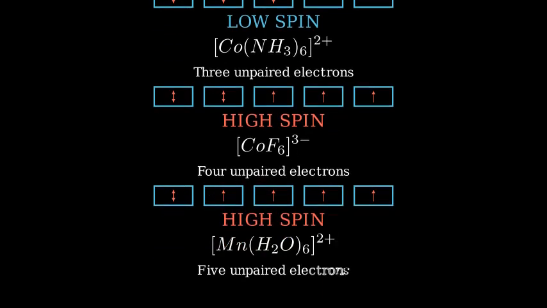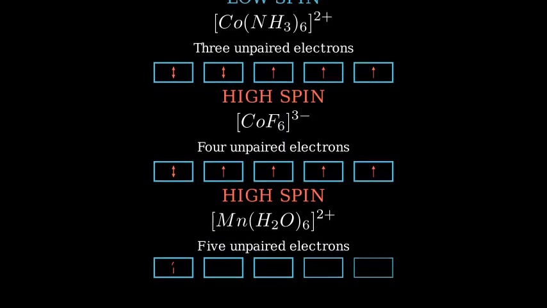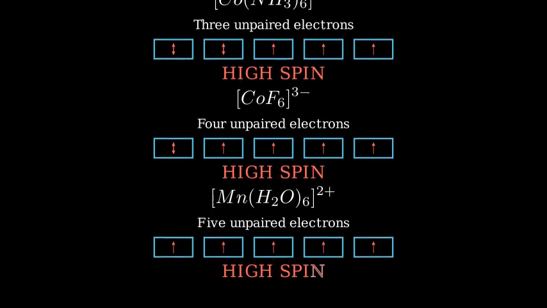Finally, we have manganese hexaaqua 2+ with 5 unpaired electrons. Water is a weak field ligand, so the electrons spread out to occupy all 5 d orbitals, making this a clear example of a high spin complex.